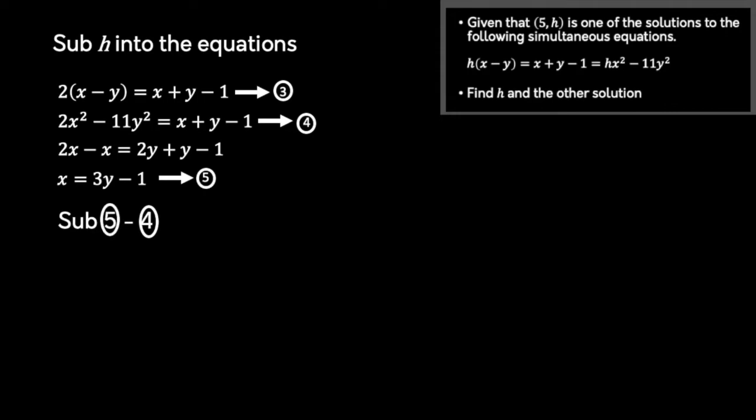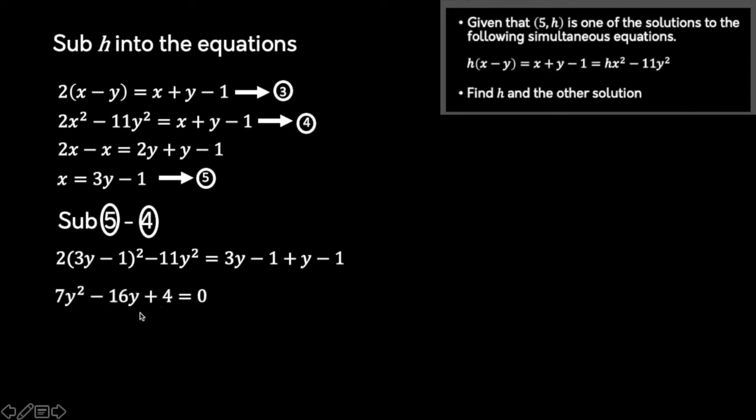Now that we have one of the variables as the subject of the formula, which is x, we can substitute that into the equation that we haven't used yet, which is 4. So we substitute 5 into 4, and then we'll get this x. So x is 3y minus 1. We'll substitute x into here. So 3y minus 1 squared, 2x squared. We do that, and then we get this.